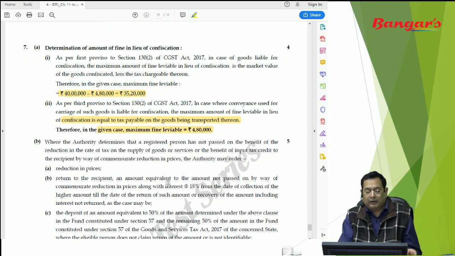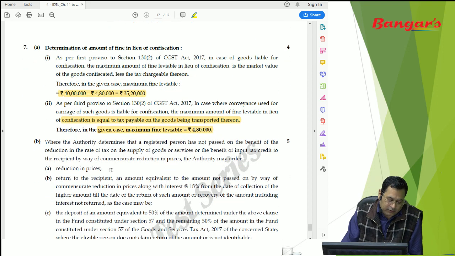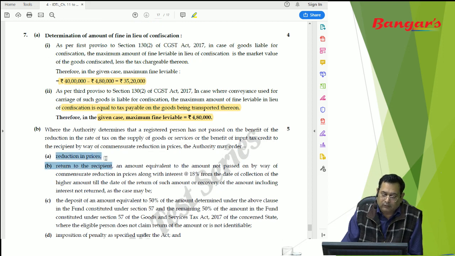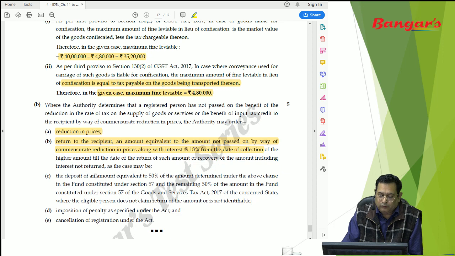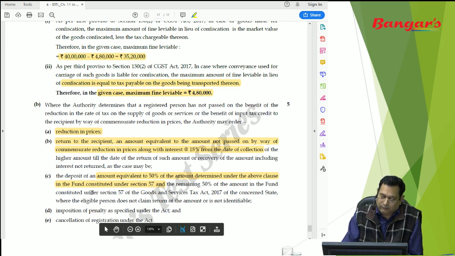Now what orders can the National Anti-Profiteering Authority pass? They can order reduction in prices, return to the recipient an amount equal to the amount not passed on by way of commensurate reduction in prices along with 18% interest, and deposit the amount in the consumer welfare fund. That is, 50% of the amount determined to be claimed under the above clause is to go to the consumer welfare fund under section 57 of the CGST law and the remaining 50% under the GST law of the concerned state.